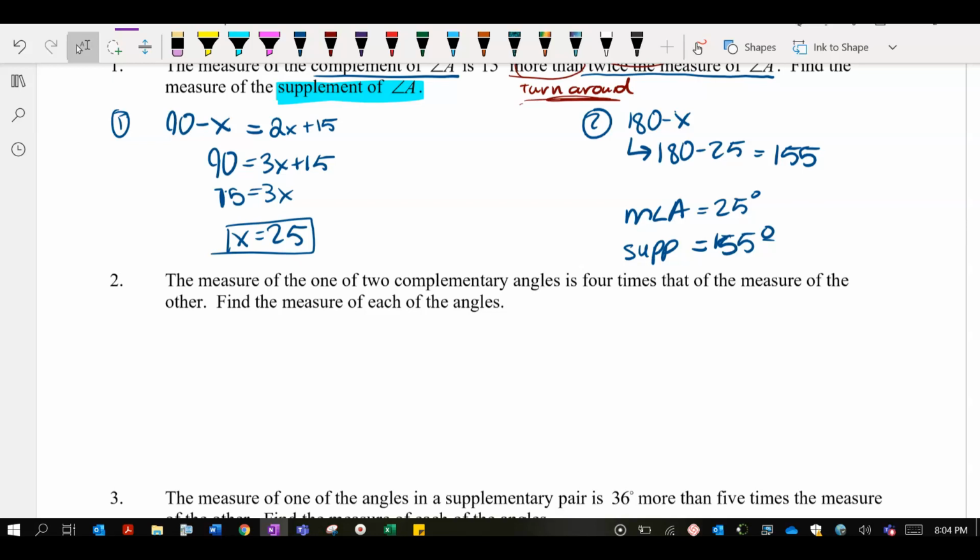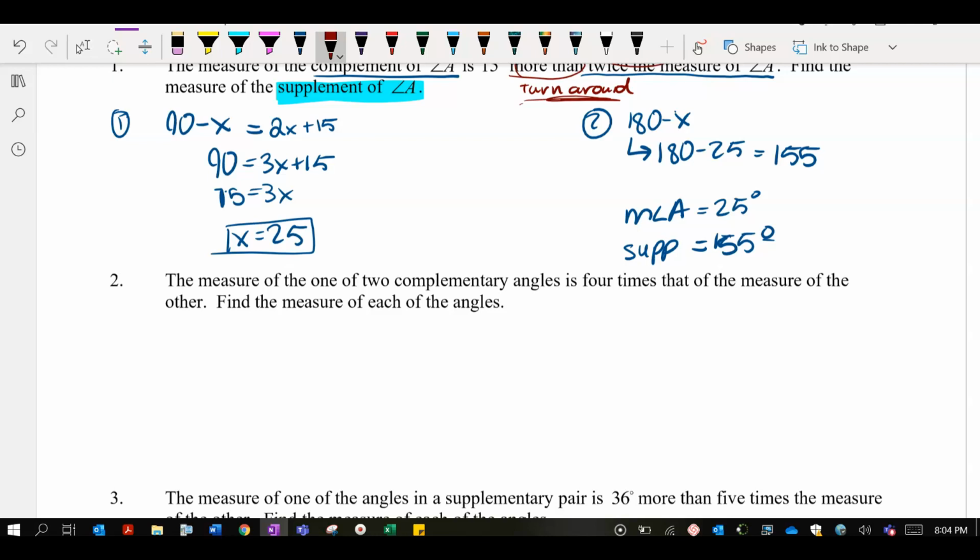Moving on to the next question. It says the measure of one of two complementary angles is 4 times that of the measure of the other. Go ahead at this point if you would like to pause the video and read the question over again a few times. Okay, so the measure of one of the two complementary angles is 4 times that of the measure of the other.